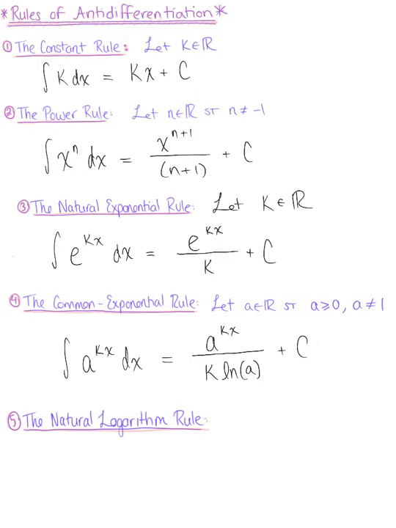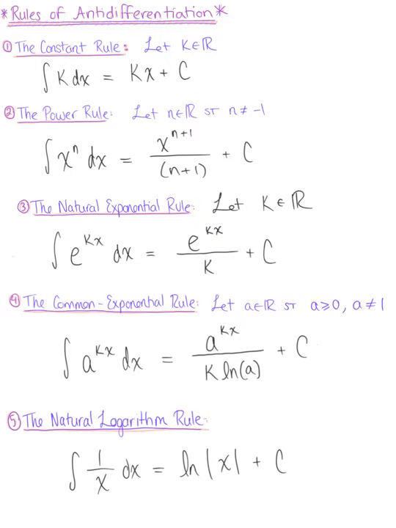And then last but not least with our general rules, we have the natural logarithm rule. This is the case where we have n is -1. If we have the integral of 1 by x dx, this integrates to the natural logarithm of the absolute value of x plus c.